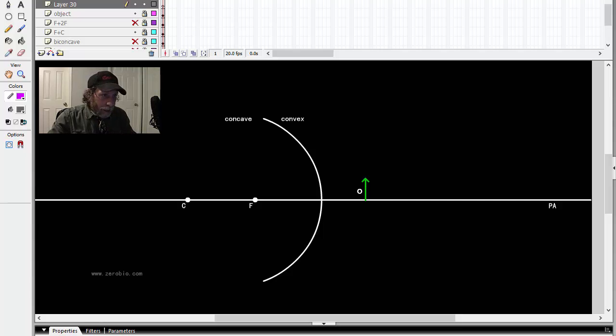Now, let's look at an application for this. You got the object right there. Let's do our same rules. We're going to draw a line parallel to the principal axis, and we're going to hit the mirror, and then we're going to be in trouble. We're going to say, wait a second. How do I go parallel to the principal axis and through F?